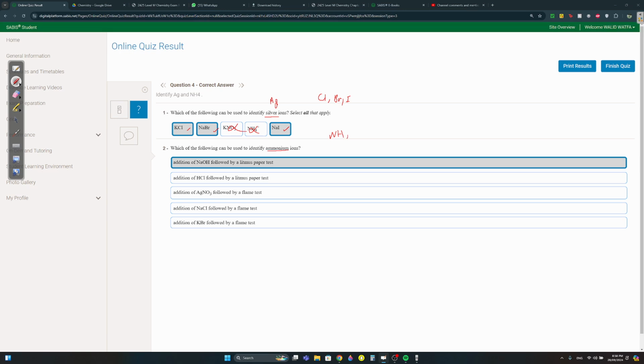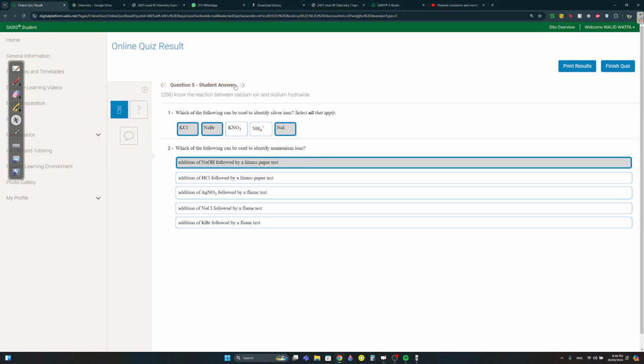Ammonium is NH4. Remember, to identify NH4, it will react with sodium hydroxide, NaOH, to produce ammonia. So it's the addition of sodium hydroxide followed by a litmus paper test. The litmus paper test is used to test if ammonia was formed, because if it turns blue, that means ammonia was formed, because ammonia is a base and bases turn litmus paper blue.